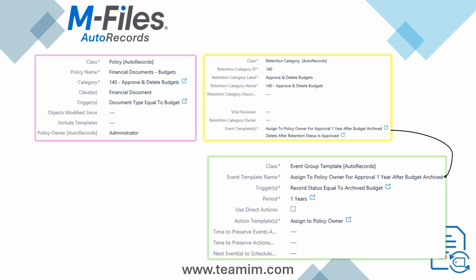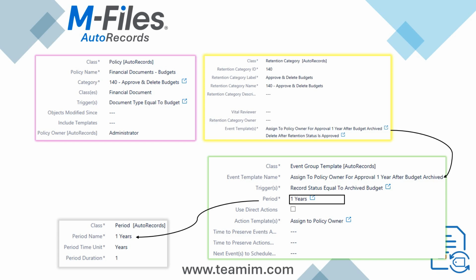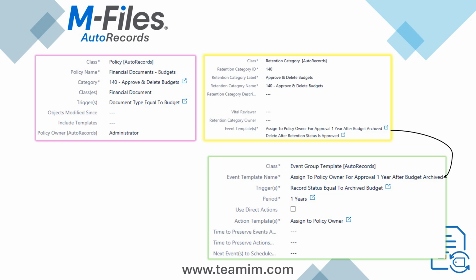The next property we have to set is the period. Recalling that our goal is to have someone approve this document 1 year after it's archived, we're going to set up our period so the time units are years and the duration is 1. The final thing we need to do is create an assignment for the policy owner so they know to approve the deletion of the budget. To accomplish that, we'll use the action template of Assign to Policy Owner. This will create an M-Files assignment object in the system linked to the document that needs to be reviewed. Our assumption here is that the policy owner is trained on this process and will change the record status from archive to approved for deletion as part of their assignment.